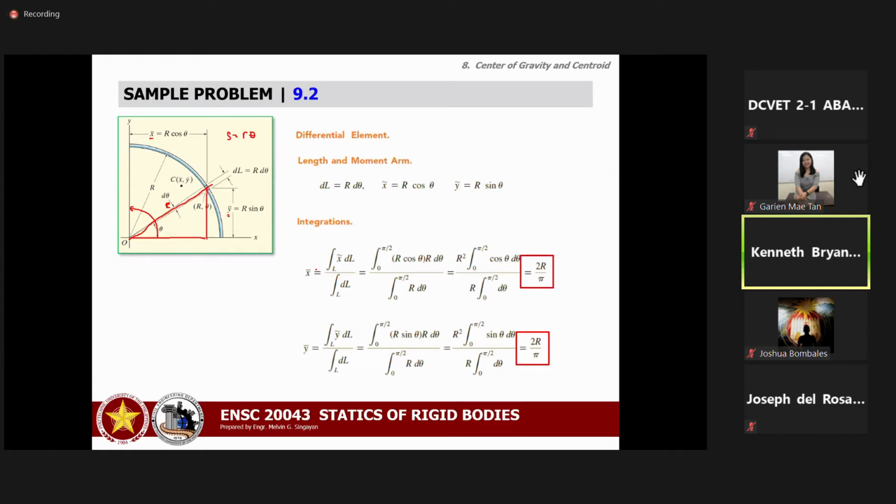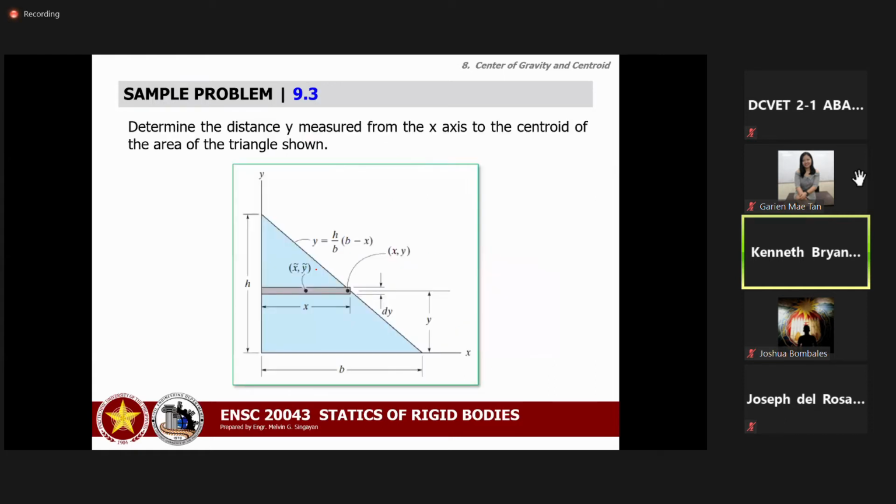Sample problem 9.3. Determine the distance y measured from the x-axis to the center of the area of the triangle shown. We have this triangle with base B and height h, and this is the reference x and y axis. The hypotenuse of the triangle has the equation y is equal to h over b times b minus x. If you are wondering where this equation came from, it came from y is equal to mx plus b.